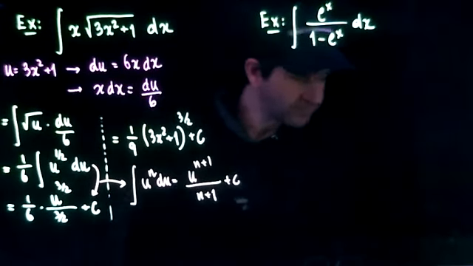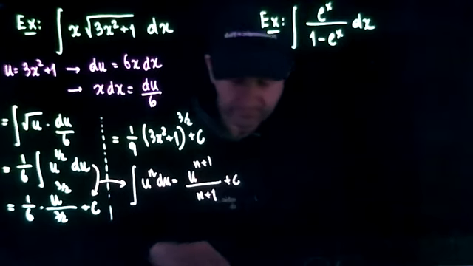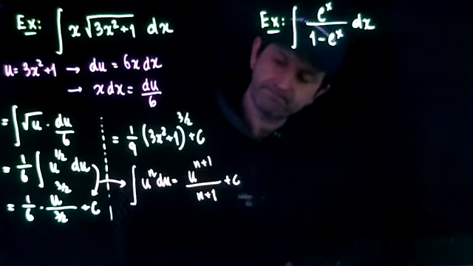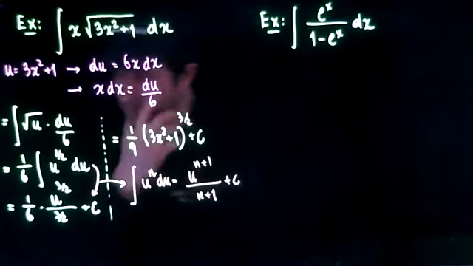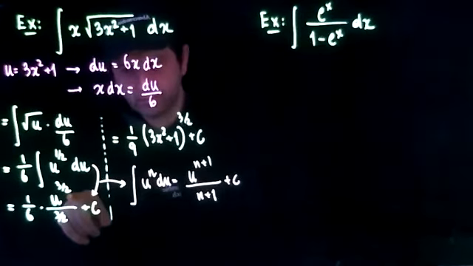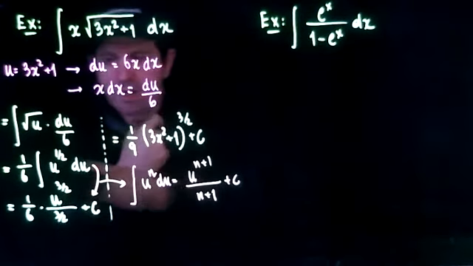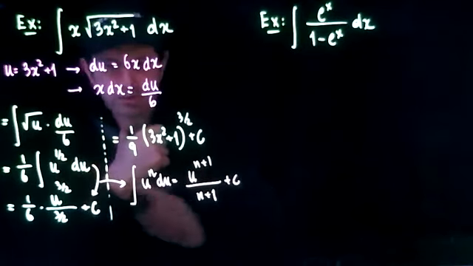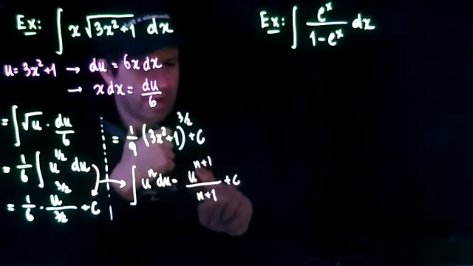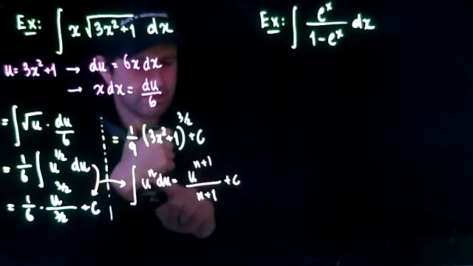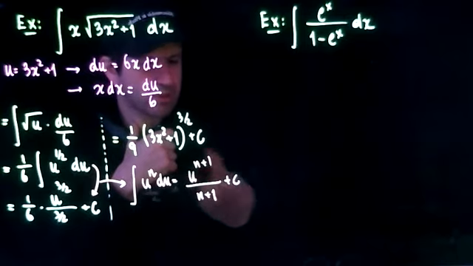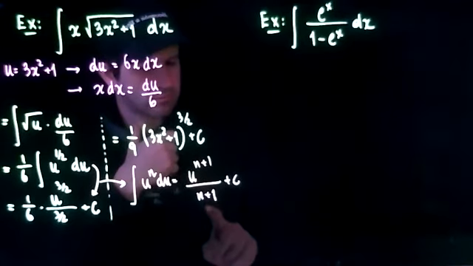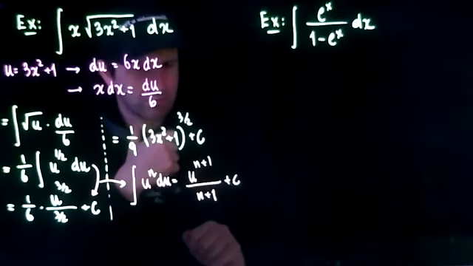Okay. Next one. Wait, I have a question. How did you get to the 3 over 2? It's because I want to integrate u power 1/2. So u power n is always u power n plus 1 over n plus 1. If this is a half, this will be a half plus 1, which is 3 over 2. A half plus 1 is 3 over 2. No?